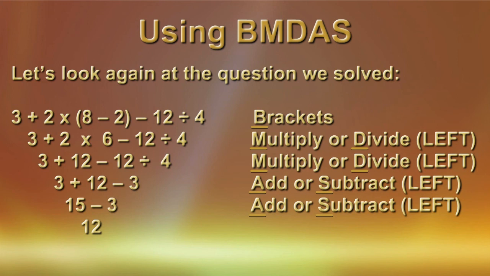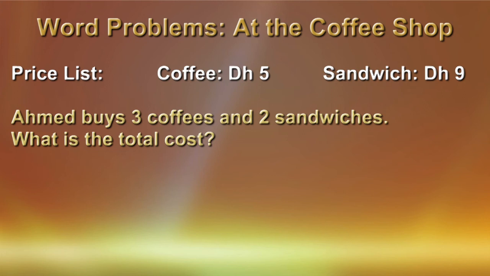Now, what we've learned can apply to word problems. Let's be at the coffee shop. We see our prices here. Coffee is 5 dirhams and a sandwich is 9 dirhams. So let's look at the question. Ahmed buys 3 coffees and 2 sandwiches. What is the total cost? Well, let's use our order of operations.